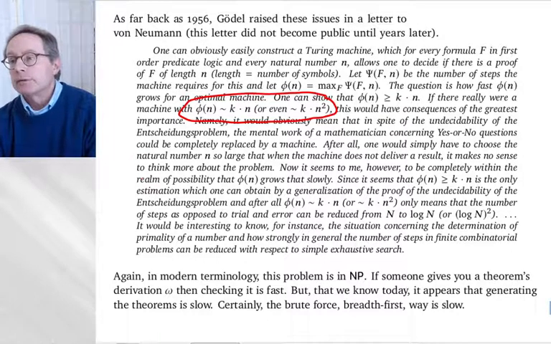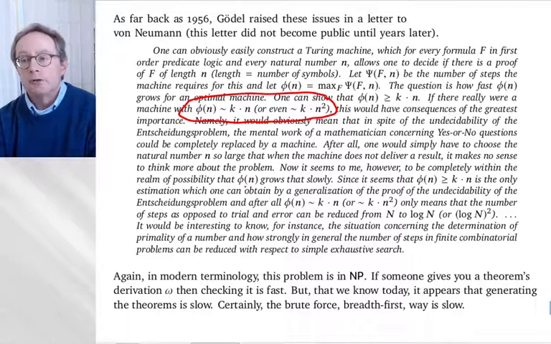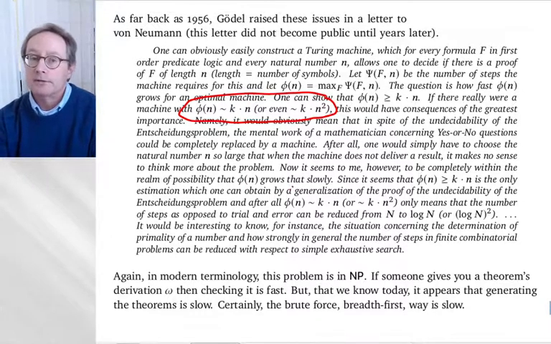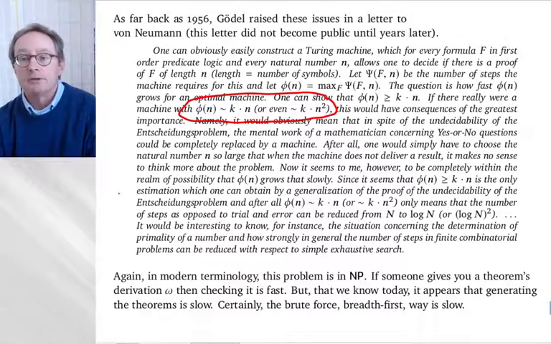He says, it seems to me to be completely within the realm of possibility that it grows that slowly, that big O of n is actually the right answer. Now, I don't know that people working in this area today think that's within the realm of possibility, but the point is what he says here. It would be interesting to know, for instance, the situation concerning the determination of the primality of a number, and how strongly in general the number of steps in finite combinatorial problems can be reduced with respect to simple exhaustive search. That's asking the question, P versus NP: can you do better than to exhaustively search? Is there sort of a shortcut?